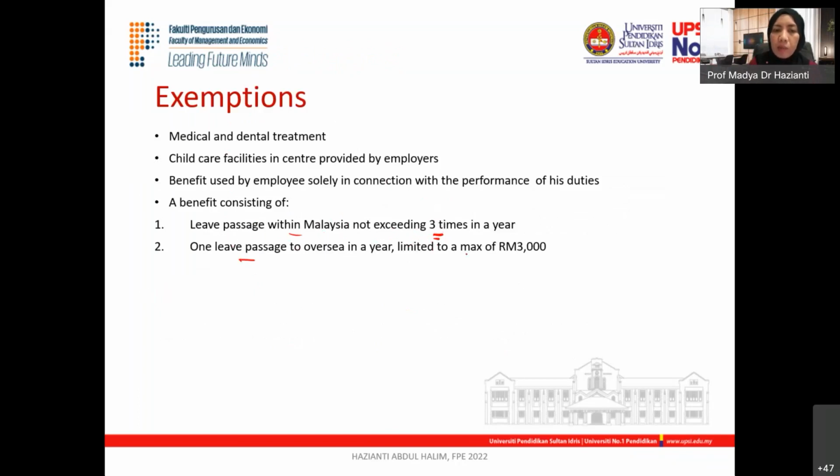Kalau overseas dia boleh bagi limited to maximum of 3,000. Okay, the employer bagi pergi jalan-jalan London, dia bagi duit 3,000. Okay, so itu exemption. So you don't have to pay taxes. Bayar cukai yang tu.